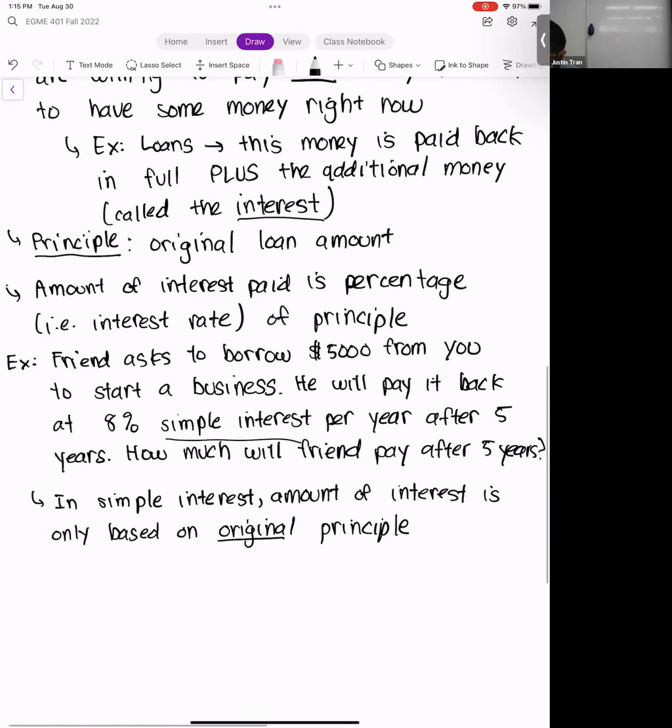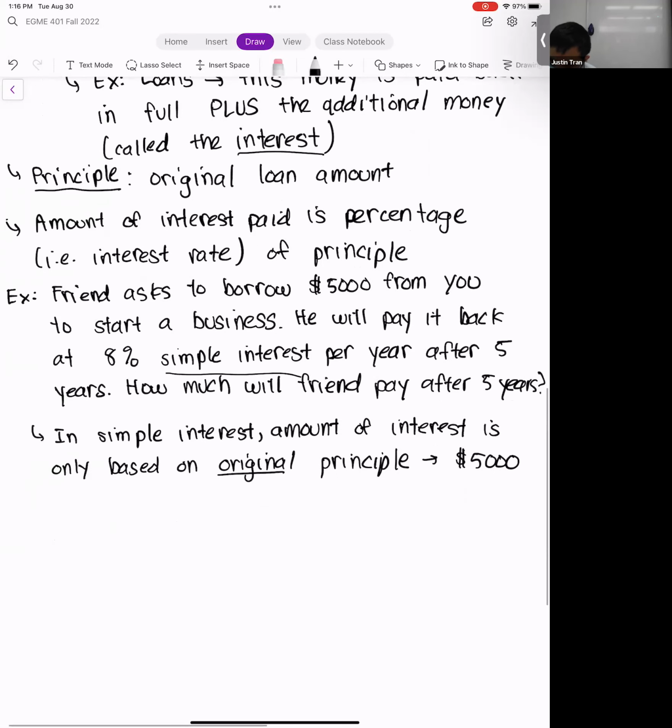Okay. And so in this case, the original principal was the amount that you lent to your friend, which is $5,000. The way to think about this problem is that for each year that your friend is using your money, he's going to give you 8% of that original $5,000. And so let's compute 8% of 5,000.